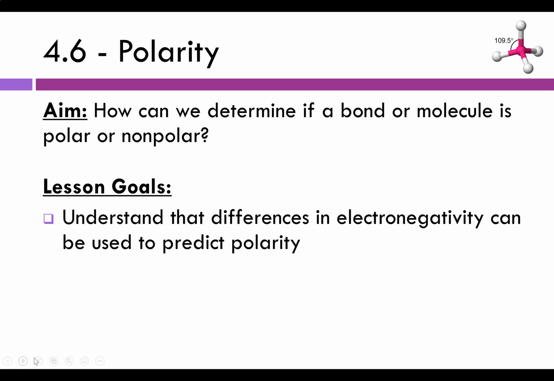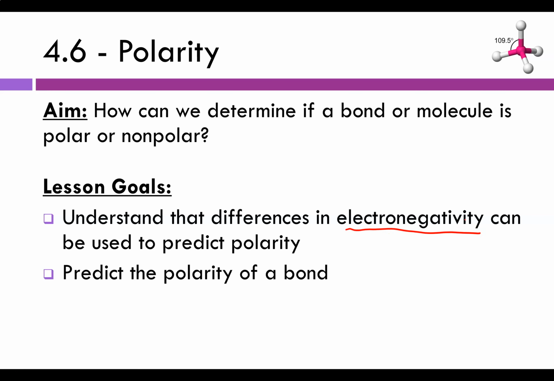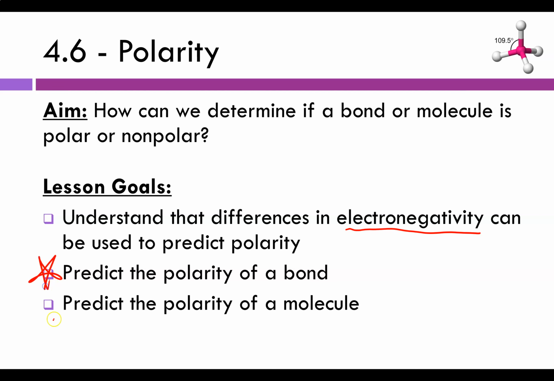Some goals for today's lesson. We'll understand that differences in electronegativity can be used to predict polarity. And we'll use that specifically to predict the polarity of a bond. And a little bit more complicated, but we will be able to predict the polarity of a molecule. These last 2 points are the big ones. All right, let's go ahead and get started.